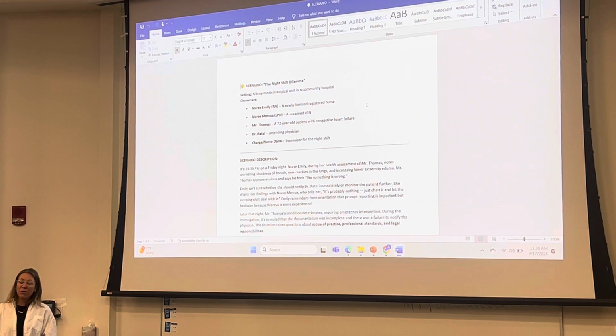Okay, and then the provider is Dr. Patel. Okay, so when we say provider, that's often a doctor, but nowadays it could be a nurse practitioner as well. So the provider is whoever is writing the orders. So whoever is in charge of the care of that patient, whoever is writing the orders. So it could be a doctor, nurse practitioner, physician assistant, are all different types of providers.